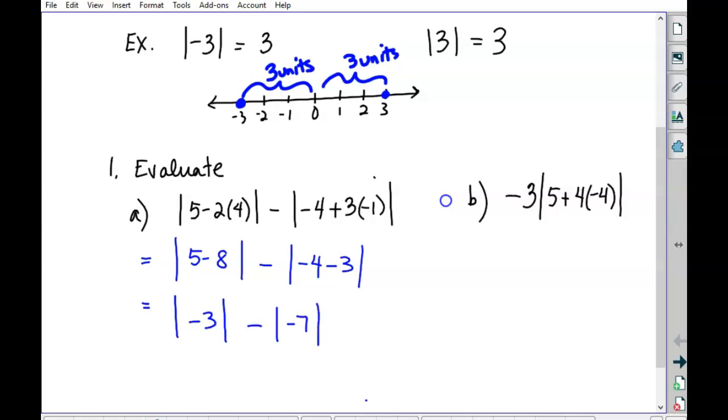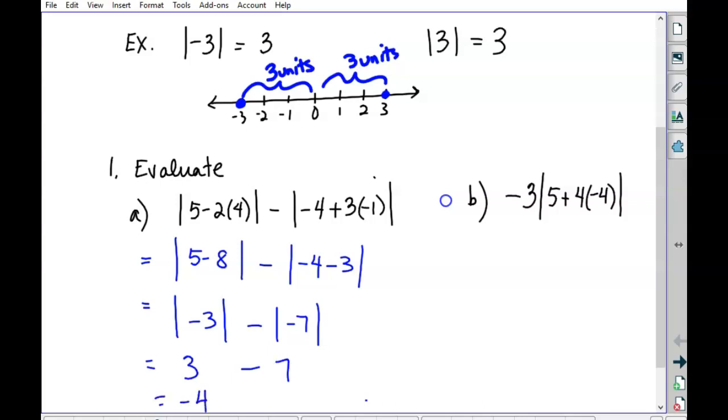So you simplify within the absolute value signs. Now you take the absolute value. So that will be +3. This is outside of any absolute value sign, so you copy it out. And then absolute value of -7 is +7.